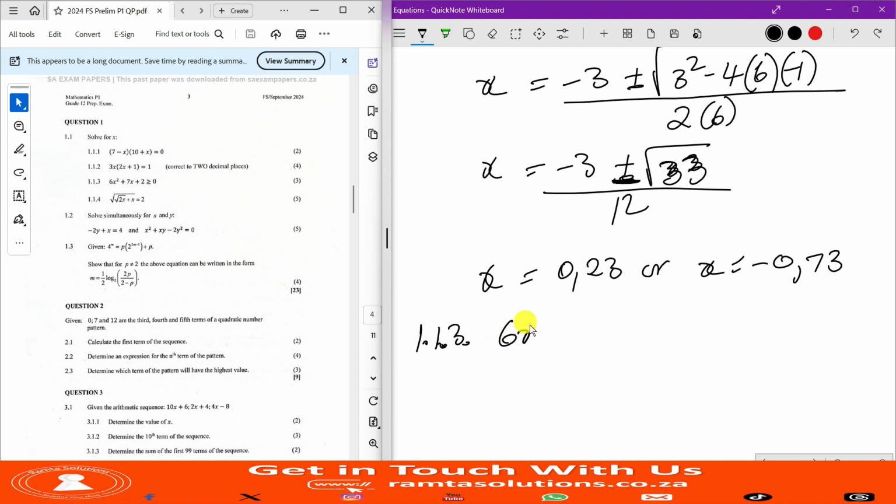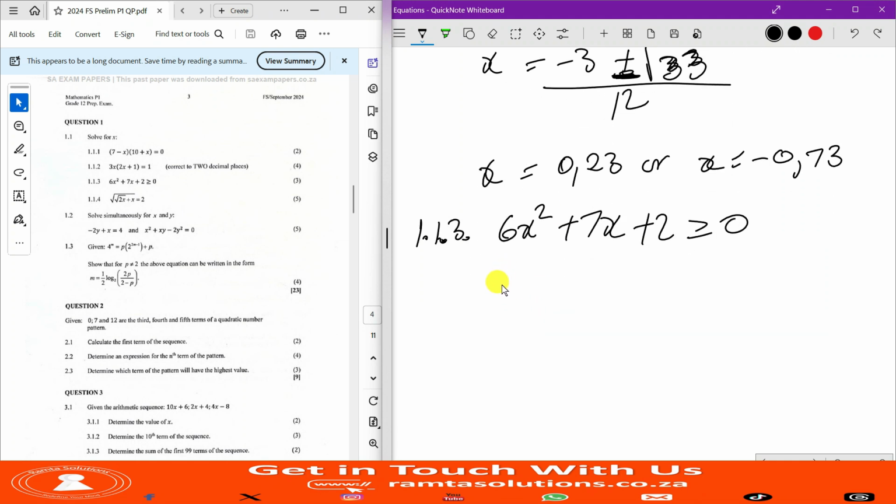1.1.3, we have 6x squared plus 7x plus 2 is greater or equal to 0. To factorize this, we will need to say 3x plus, leave a space, close. I want to try 2x plus, leave a space, close, is greater or equal to 0. So I think I need to say (3x plus 2) and then (2x plus 1). All right, this is it.